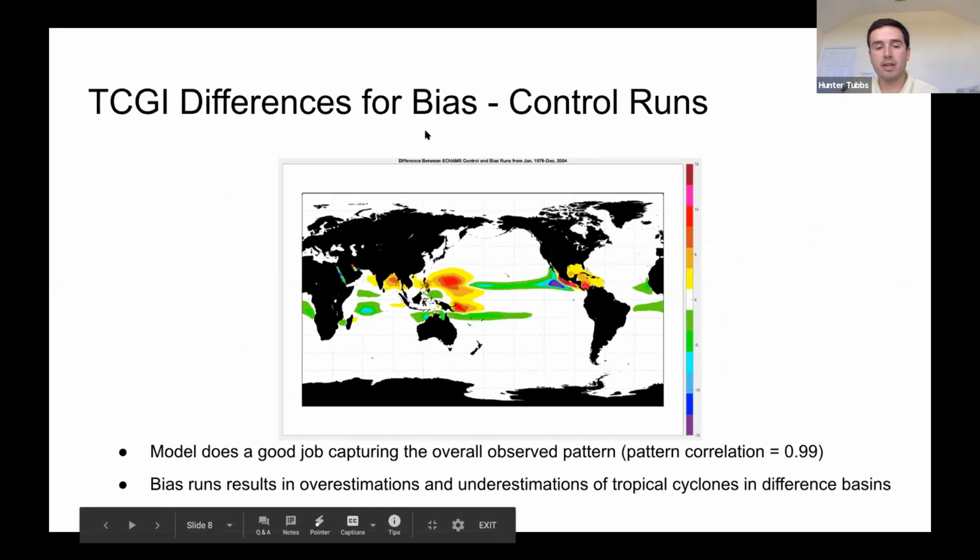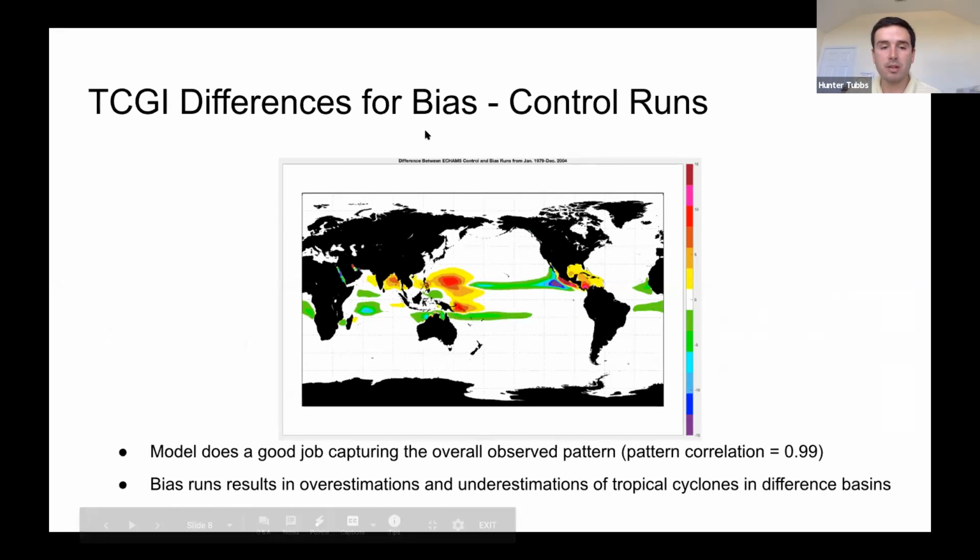We then look at the bias runs. This is a difference plot between TCGI calculated from the atmospheric model, ECM5, bias runs minus the control runs. And again, we can see a very high pattern correlation coefficient of 0.99. However, it does tend to be either overestimating or still underestimating areas of tropical cyclone activity, with areas of underestimation occurring in the Eastern Tropical Pacific, overestimation occurring in the Western Pacific, Northern Indian Ocean, as well as portions of the Gulf of Mexico.